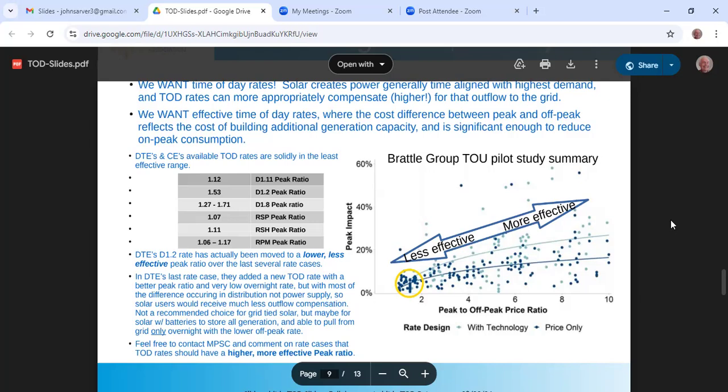If you're into this kind of thing, you should please contact the Public Service Commission and learn about this and talk to them about it. They really should be having rates that move to the right, a higher peak to off-peak ratio. That would help us for solar because any excess that we have, you get better credit for it during the day on peak when the rest of the grid really needs it. Okay, go ahead to the next one, please.